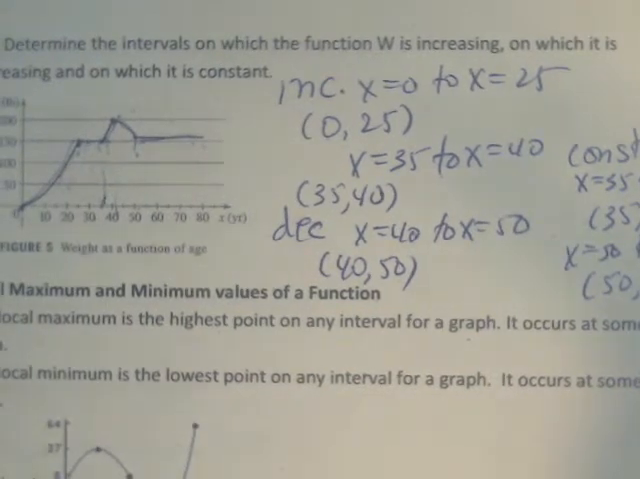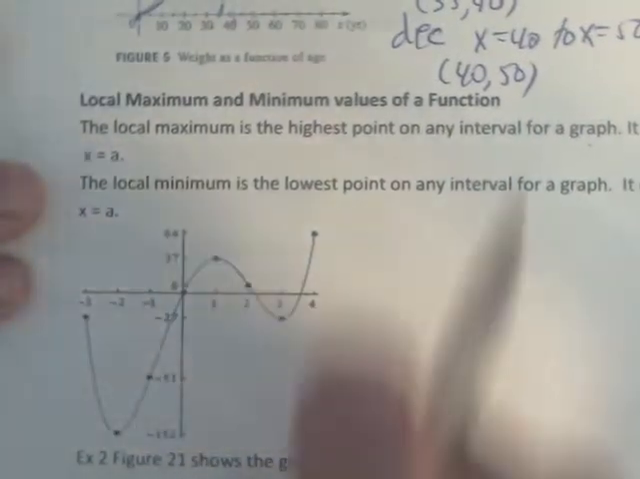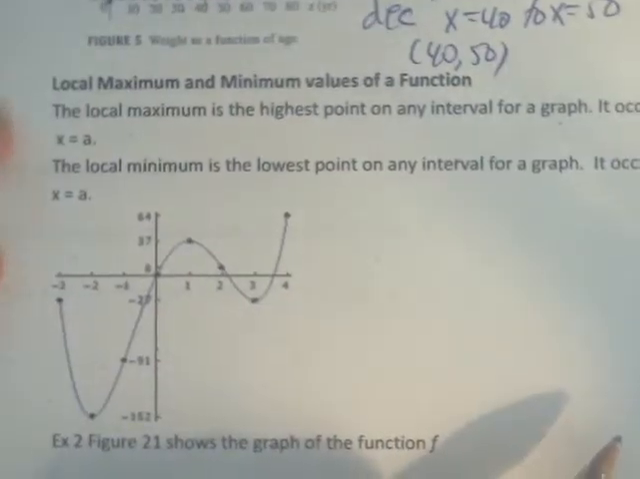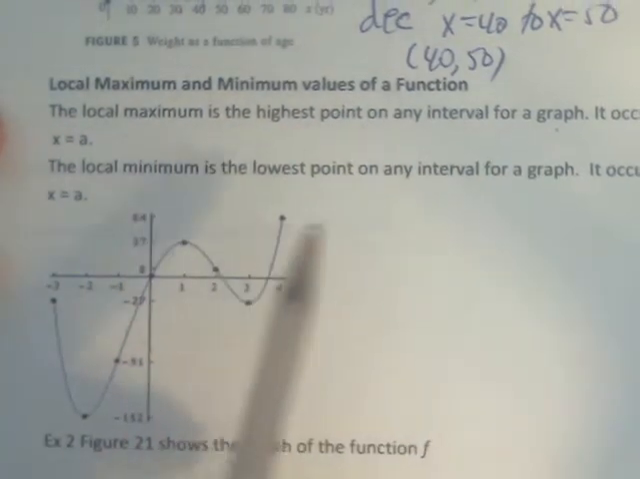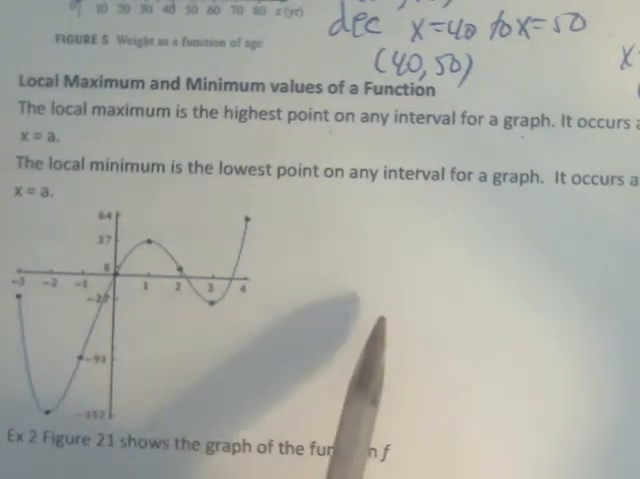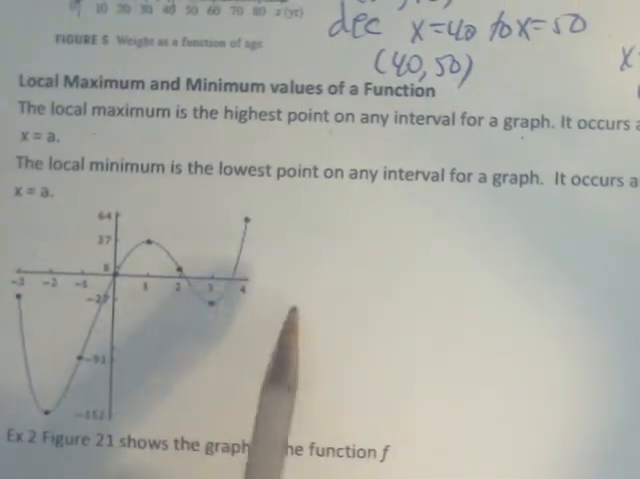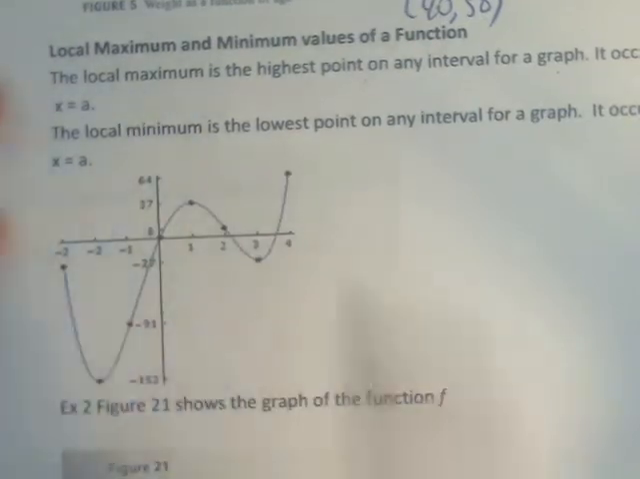Characteristics, we've got odd, even, symmetry type stuff. We've got increasing, decreasing. The next bit of information are what we call local maximum and minimum values of a function. And so the local maximum is the highest point on any interval for a graph. It occurs at some x, and then the maxima or minima is the actual y value. Okay, so the maximum is the highest point over intervals, the minimum is the lowest.